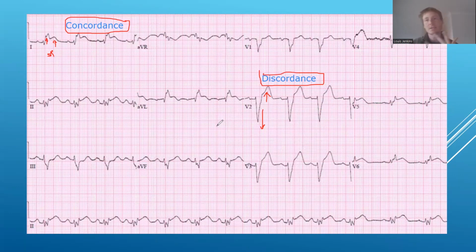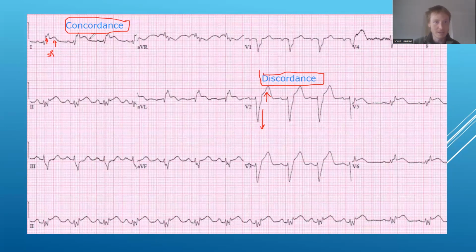So there's three traditional rules that we're going to talk about, and this is getting into the modified Sgarbossa criteria. Now, the first one is we look for our concordant leads, and we look for any ST elevation in any leads that are concordant, okay? So ST elevation in concordant leads is really concerning that the patient could be having an MI.